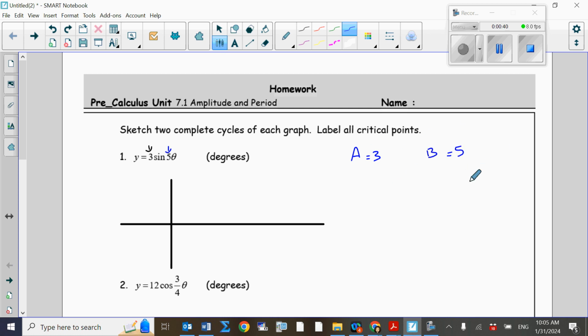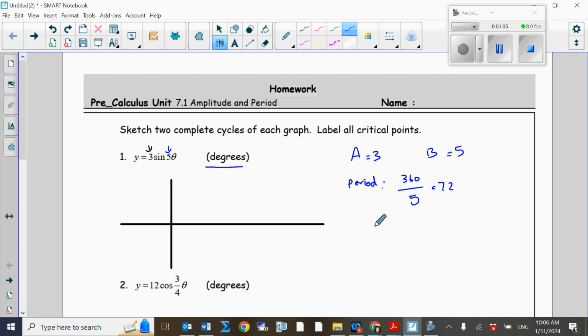We're going to find the period of the function by this b value. So the period of the function is the period of the parent sine function in degrees, which is 360, divided by the b value 5. That's equal to 72. This is one period of the function.